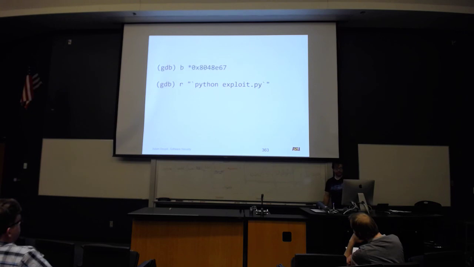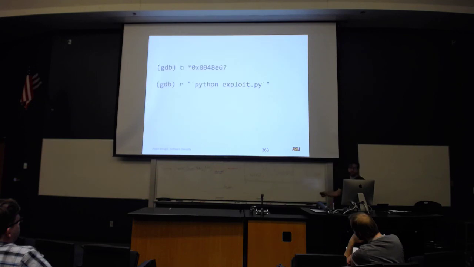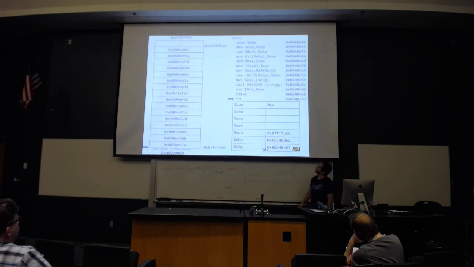And let's break at this 48E67, which is, honestly, I don't know what it is in this program. But we'll see in the slide. So we break at this 804.8E67. We run the exploit. Let's see what happens. So here is our ret after the overflow, after we trigger the buffer overflow and do a return. This is the state of our register file.